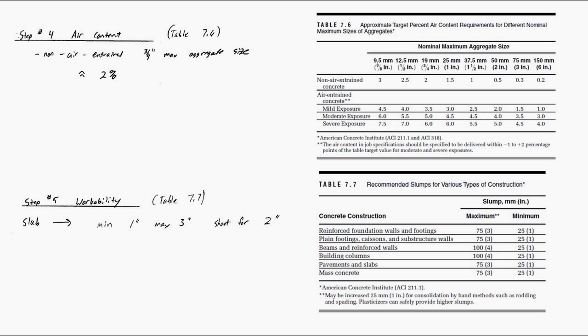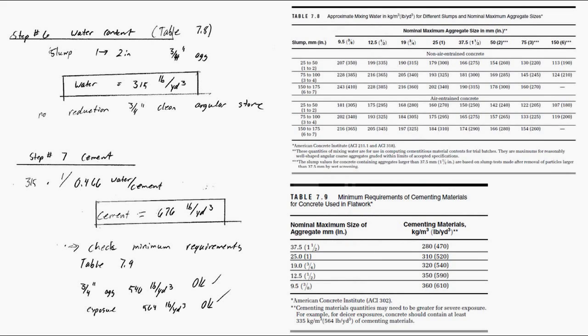So we look at the air, we look at workability, then we can look at the actual water content. To figure out the water content, we look at table 7.8, which I've again found for you right here. From before, we were doing a slab, and our required slump was between 1 and 2 inches. We have 3/4 inch aggregate, so we look at slump 1 to 2, 3/4 inch aggregate. It tells us we need 315 pounds per cubic yard.